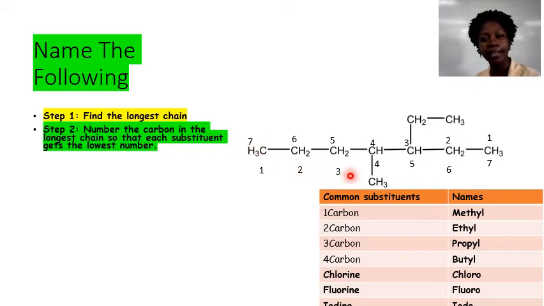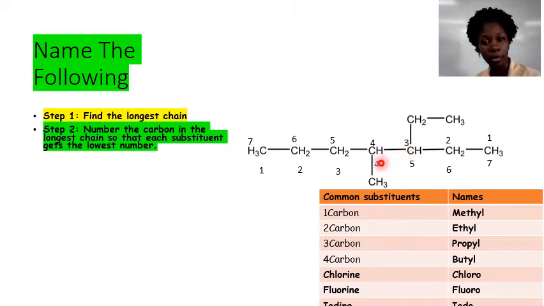Now, if you look at it, we have two substituents, and if we select left to right, you would have the substituents on carbon number 4 and carbon number 5. However, if we select right to left, you're going to have your substituents on carbon number 4 and carbon number 3. Hence, we need to go with the smallest one.